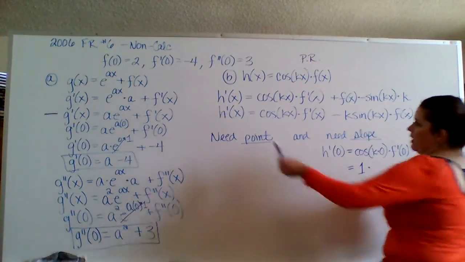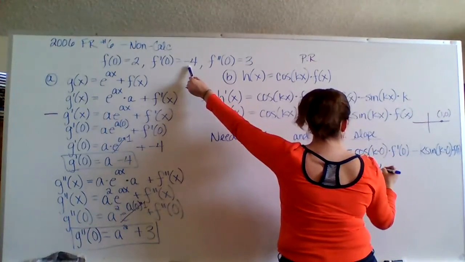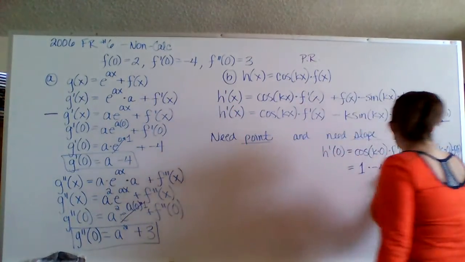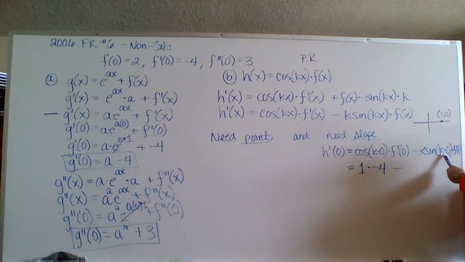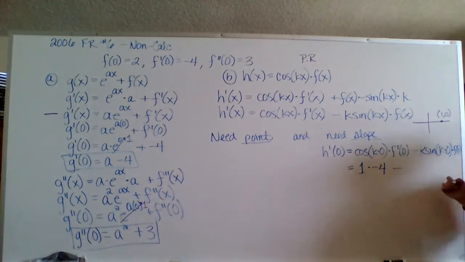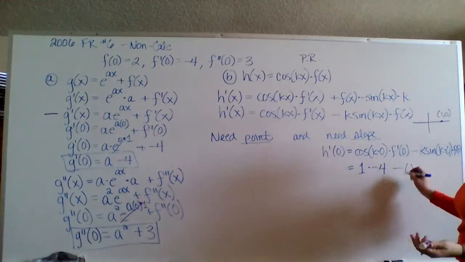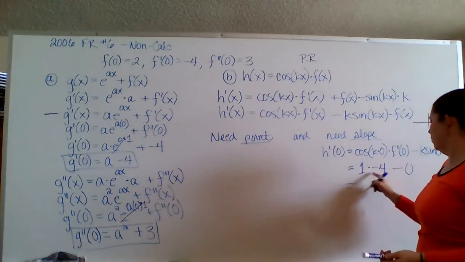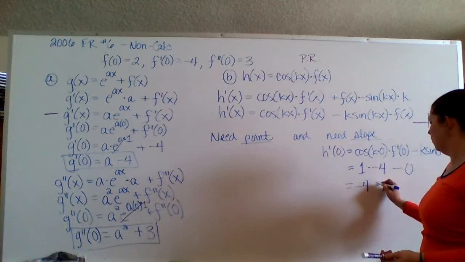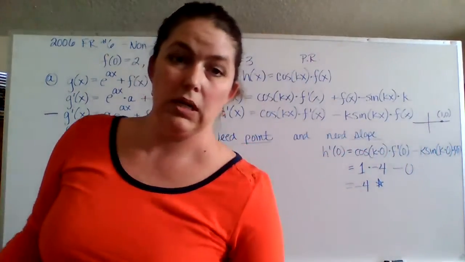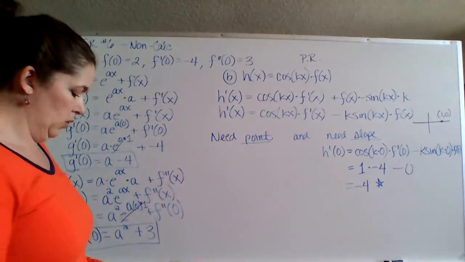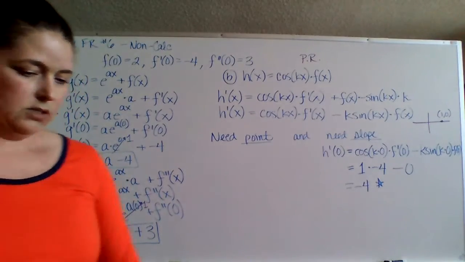F prime of 0, they gave us in the original problem, was negative 4. Minus, we don't know what k is, but look at this, you guys. K times 0 is 0, and sine of 0 is 0, and it's multiplied with all the rest of this junk, so isn't this all going to go to 0 anyway? So wouldn't our slope equal just the 1 times the negative 4, which is negative 4? So I'm going to star that. I usually like to star the 2 things that I'm trying to get to eventually plug into point slope form. And now I just need the point.